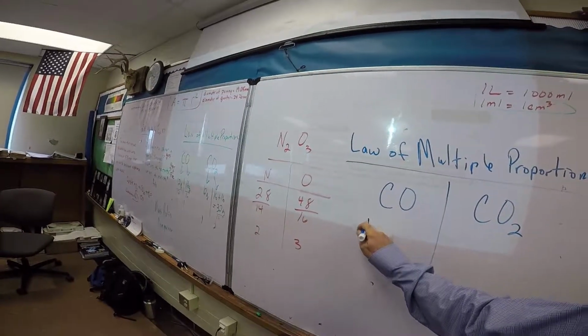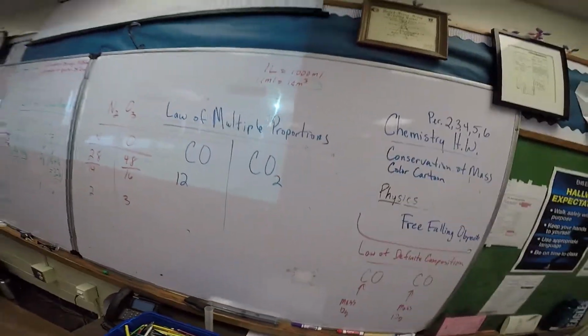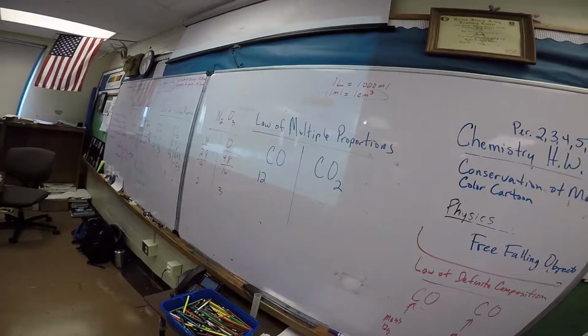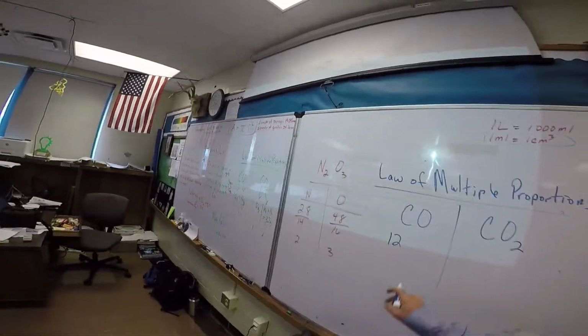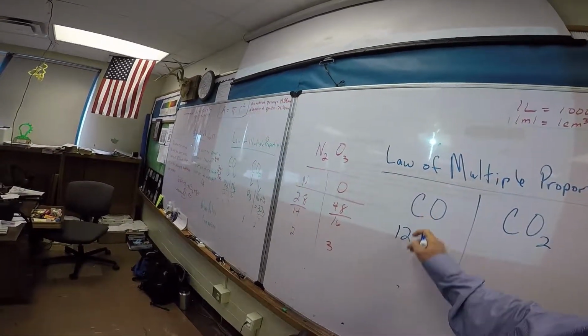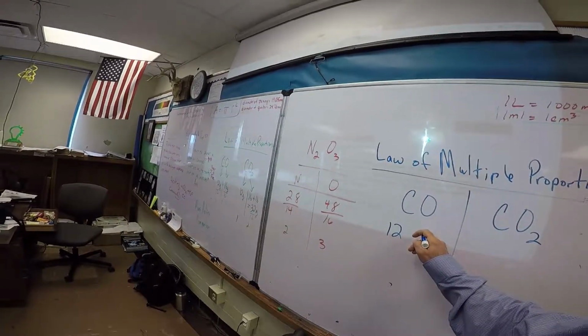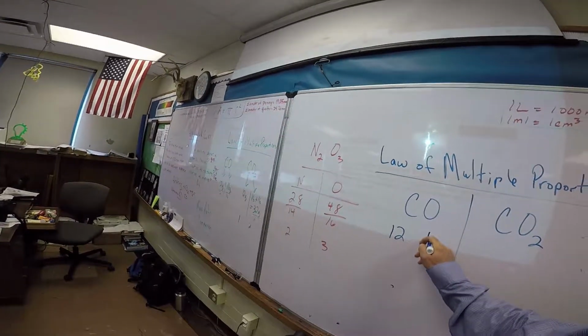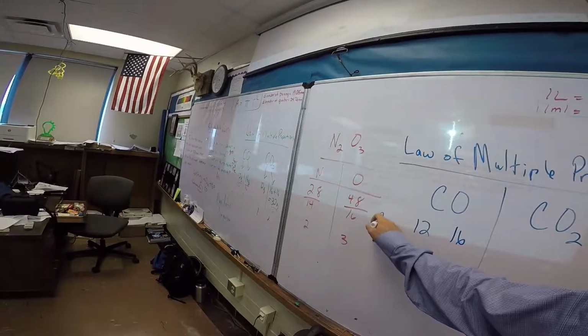Okay, the mass of carbon is 12. It's right here, mass of carbon is 12. Now you have to go to the periodic table to find the mass of oxygen, right? So it's 16. If you look on the periodic table, mass is 16.